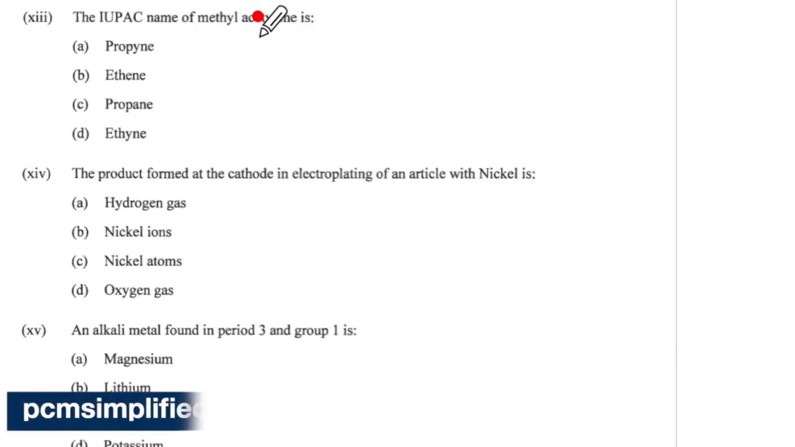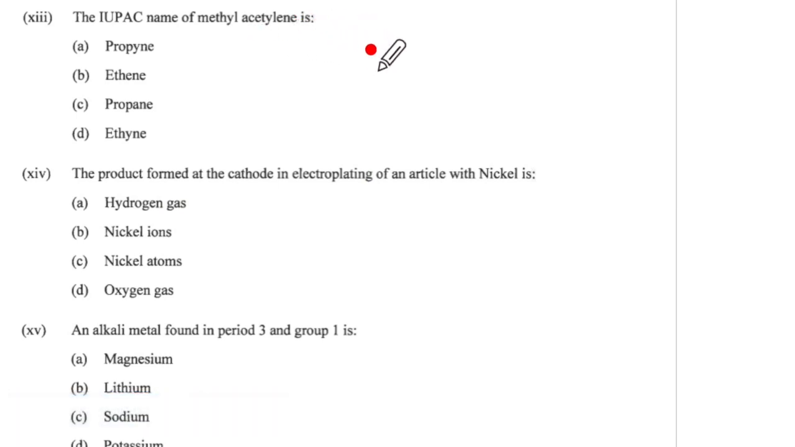The IUPAC name for methyl acetylene is, now methyl acetylene, acetylene bond is C triple bond C with a methyl group here. So the IUPAC name, with 3 carbons in a line, will be prop, and we have a triple bond here, so it will be propyne. Where is propyne? A option.